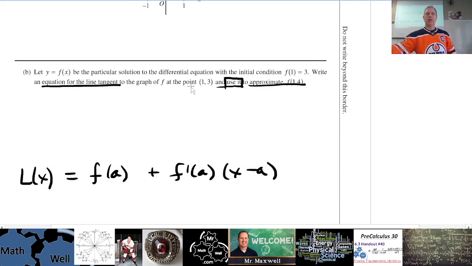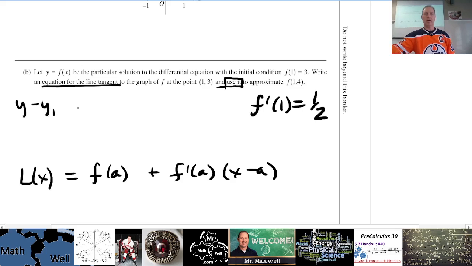Okay, so let's write an equation of the tangent line. Well, we still know that f prime of 1 is 1/2, right? So the equation of the tangent line is going to be y minus y1 equals m times x minus x1, right? So that's our point slope form. We do have a point, that's (1, 3), and we do have the slope which is 1/2.